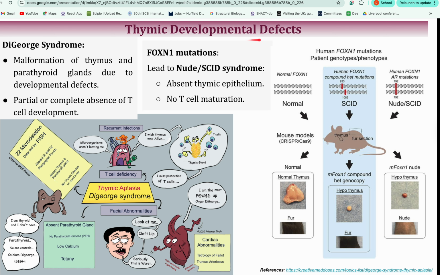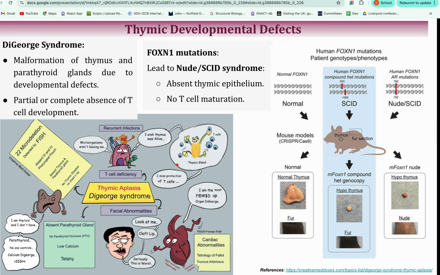Okay, now we'll talk about the thymic developmental defects. So in this case, if the thymus is not properly developed, then also SCID can arise. So one example is DiGeorge syndrome, in which there is malformation of the thymus and parathyroid glands due to some developmental defects. So due to defects in the thymus, T cells will not be able to mature, so there will be either partial or complete absence of T cell development, which will give rise to SCID. Now comes the FOXN1 mutations. So these also lead to Nude/SCID syndrome. In this case, there is an absence of thymic epithelium, so T cells will not get matured.